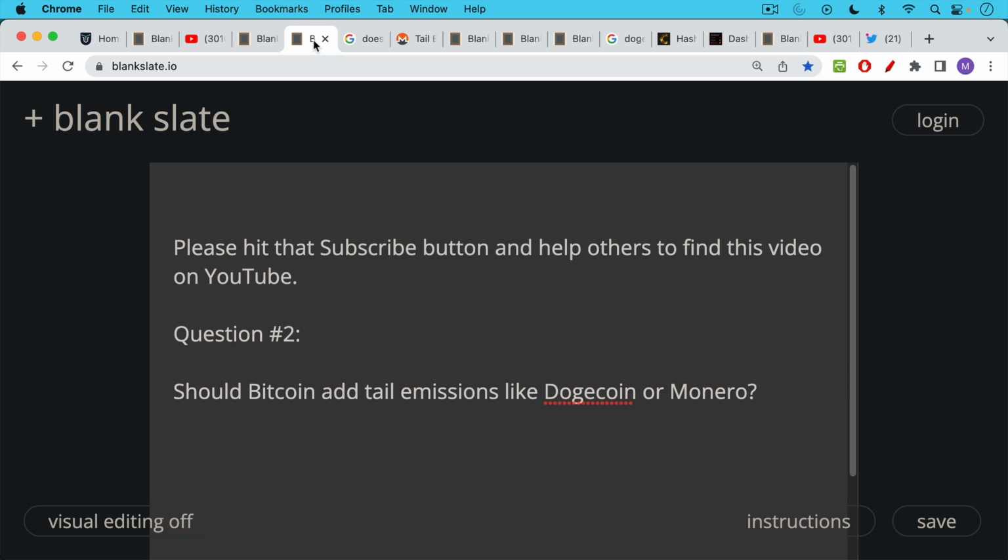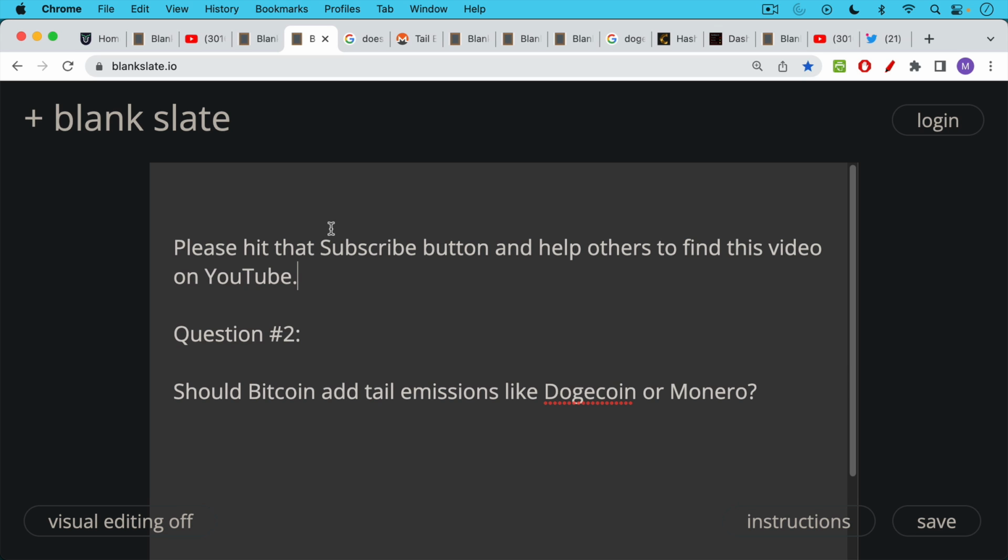So that's the first question, the question about Bitcoin hoarding. I don't think it's a problem because people have different needs and wants, and everyone has their price that they're willing to sell out probably or exchange for goods and services directly. Now, question number two from Miguel, should Bitcoin add tail emissions like Dogecoin or Monero?